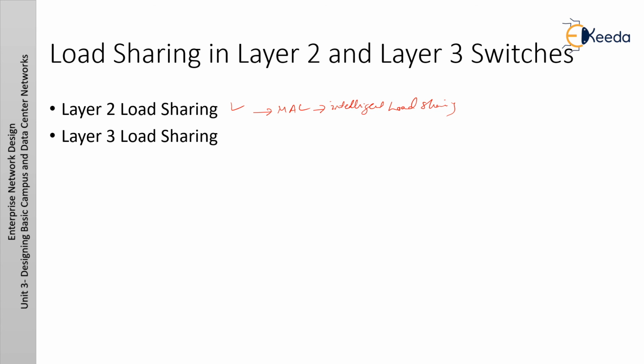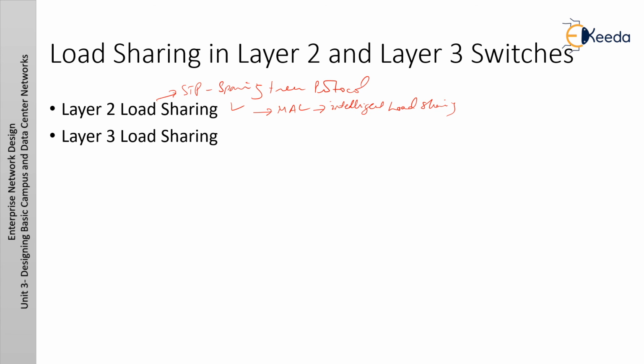Like one uplink could be configured to carry the virtual LANs with odd numbers, whereas the other uplink would be configured to carry the virtual LANs with even numbers. So this is how layer 2 load sharing is done. Now, STP is spanning tree protocol, already discussed.